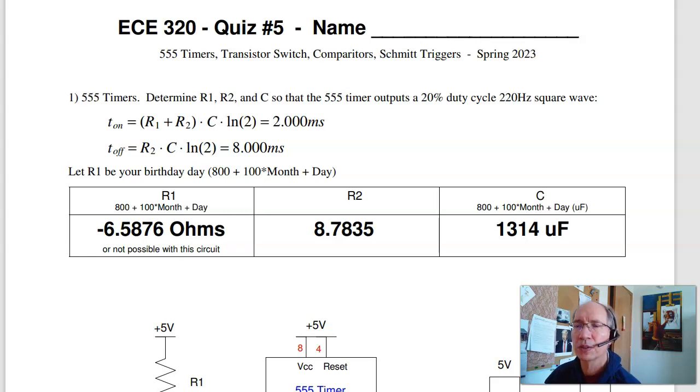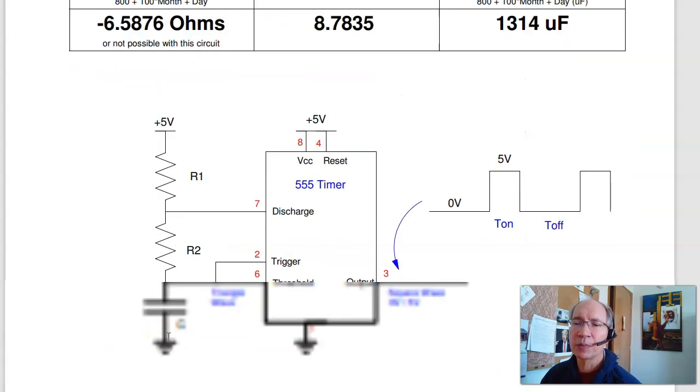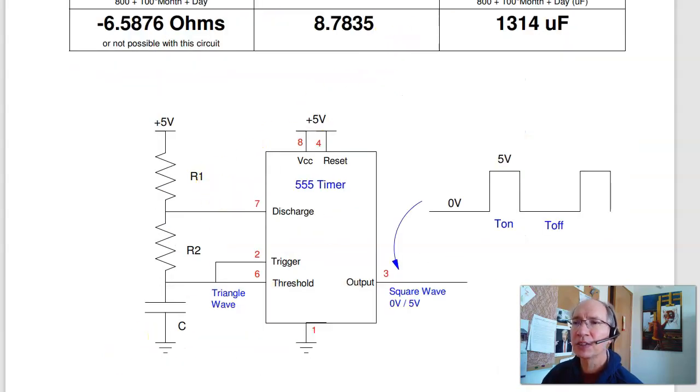Here are solutions to quiz number 5 for ECE 320. The first problem is a 555 timer. Given this circuit, come up with the values of R1 and R2, given that C is your birth date. For me, that'd be 1314 microfarads, so that the on time is 2 milliseconds and the off time is 8 milliseconds.